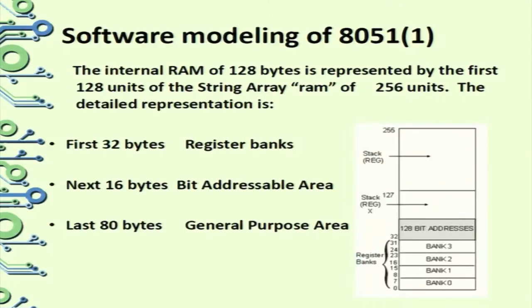Further taking you to the software modeling of these hardware specifications. The 4 KB ROM has been represented by a string array ROM of length 4096 units. The internal RAM of 128 bytes is represented by the first 128 units of a string array RAM, which is of 256 unit length, out of which the first 32 bytes represent the register banks. The next 16 bytes represent the bit addressable area, and the last 80 bytes represent the general purpose area.